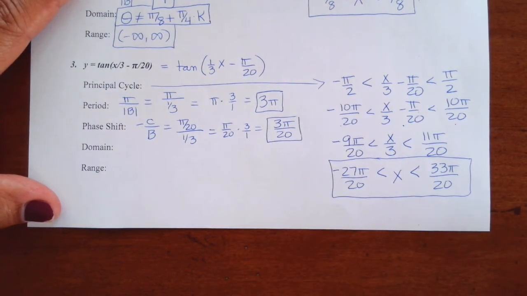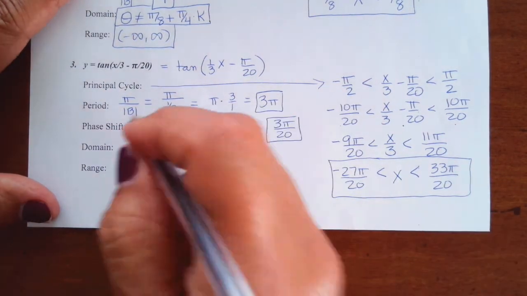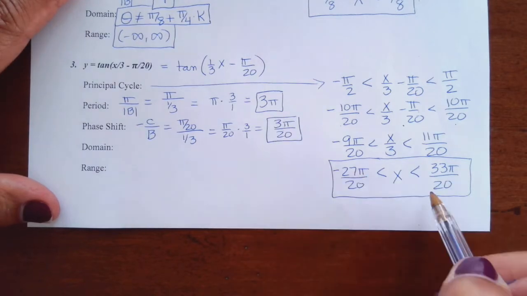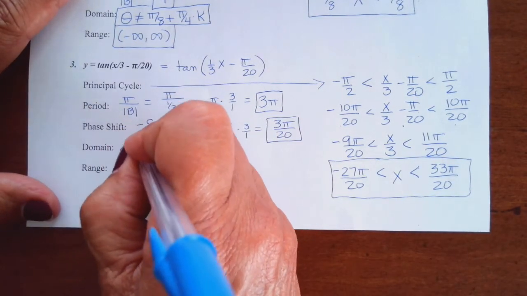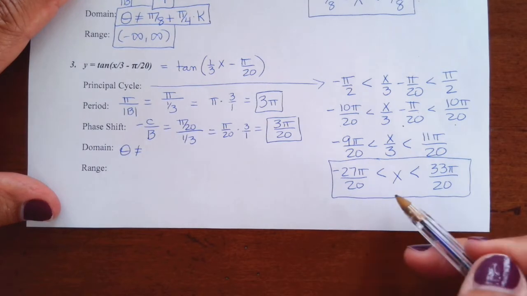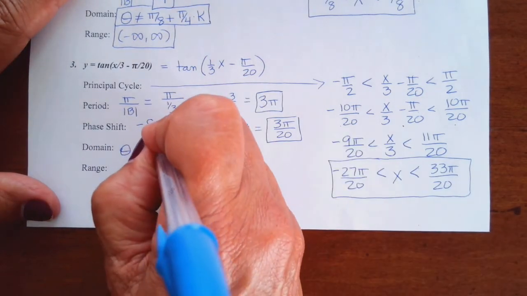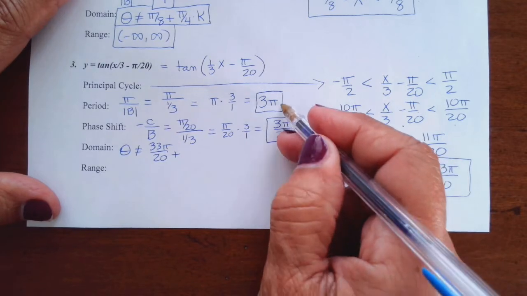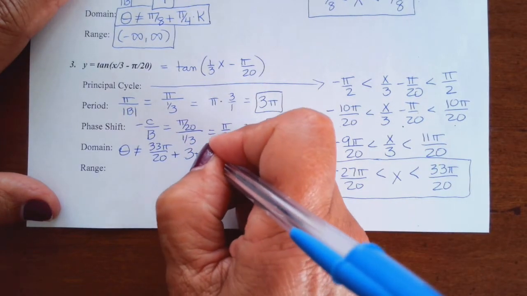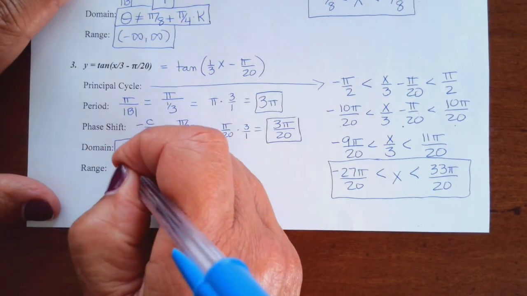Okay. All right, now your domain. We already have our period and we have an asymptote. So now the domain is pretty straightforward. Theta can't equal an asymptote, 33 pi over 20, plus the period, 3 pi, times k. So there's your domain.